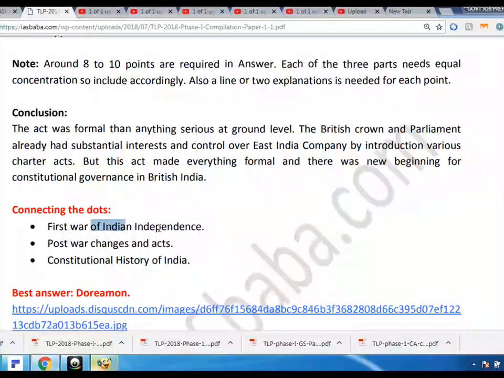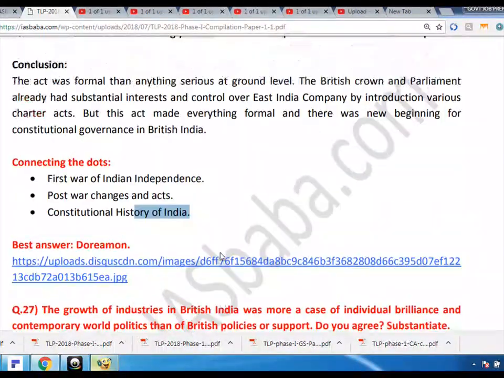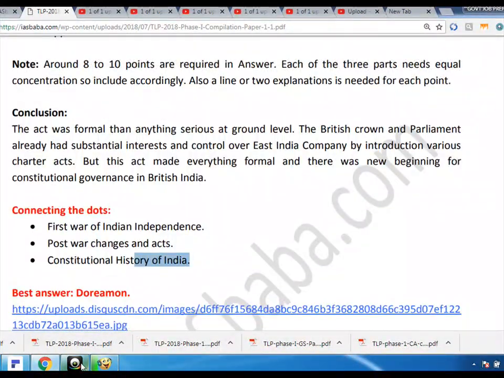Connecting the dots: First War of Indian Independence, post-war changes and acts, constitutional history of India. Best answered.